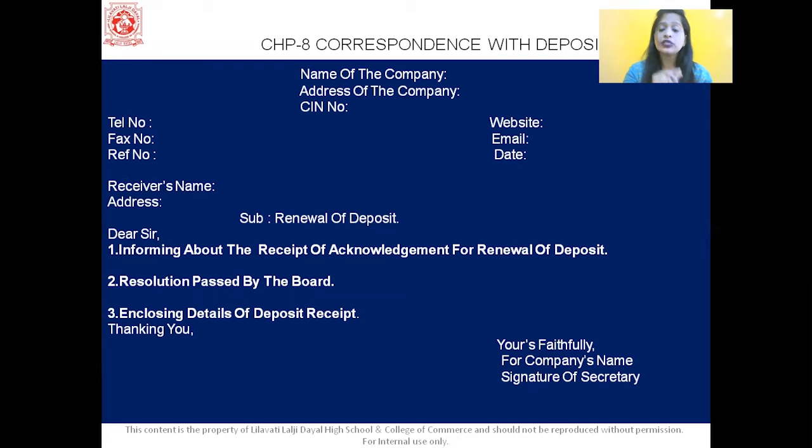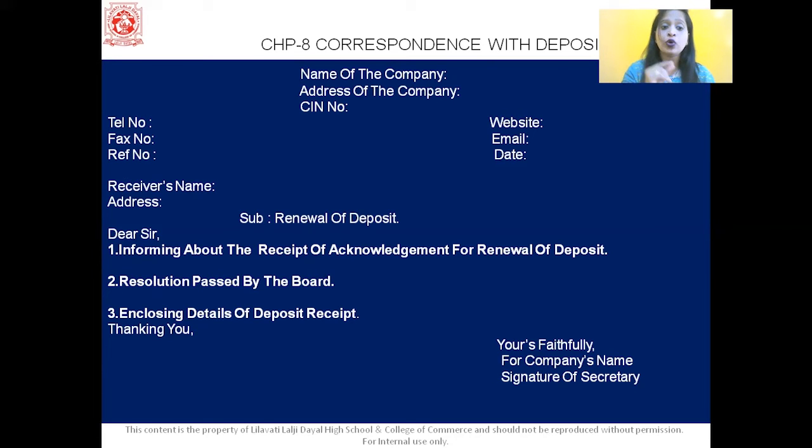Second pointer, resolution passed at the board. Okay, so here the secretary is saying the board of directors, by passing a resolution in the board meeting held on dash, has decided to renew your deposit for a period of dash years. Okay, so the deposit receipt and the application form were sent to the board for approval, and they have already passed a resolution and acknowledged the application for renewal.